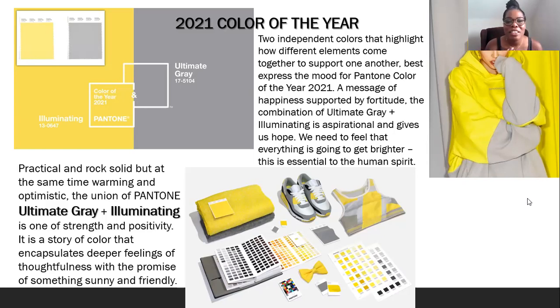Things couldn't get any worse. They could only get better. Let's be optimistic for a brighter future now in 2021. All right. A sunny day, the promise of a brighter day. So ultimate gray and illuminating were the two colors that were forecasted for 2021.